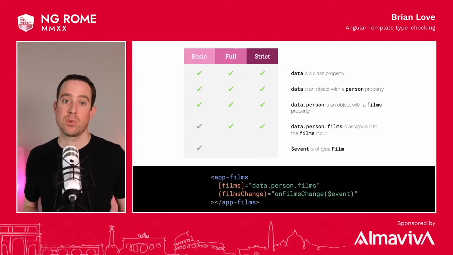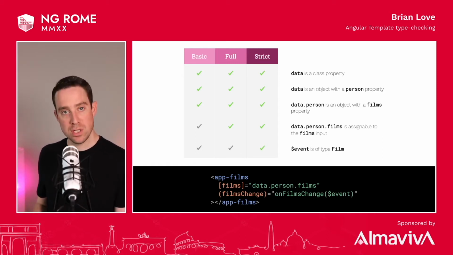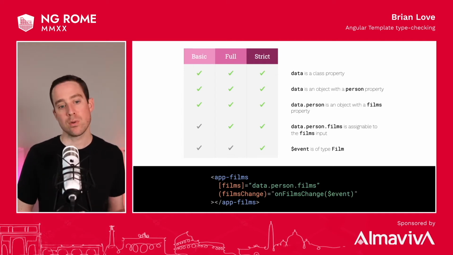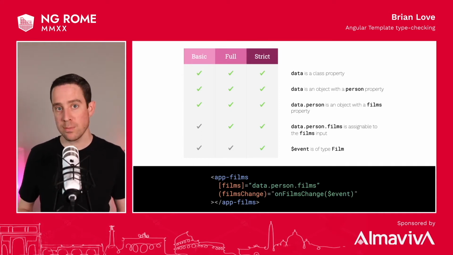And then further, this is where it also gets very interesting, is the $event object. Only in strict mode do we actually know the type of the event object. So if you're in basic mode or full mode, $event is just any, and so it can be anything. And so there's not going to be any sort of type checking to give us some safety there. But if I'm in strict mode, we know that $event is of type film, and so that's going to be checked for us.